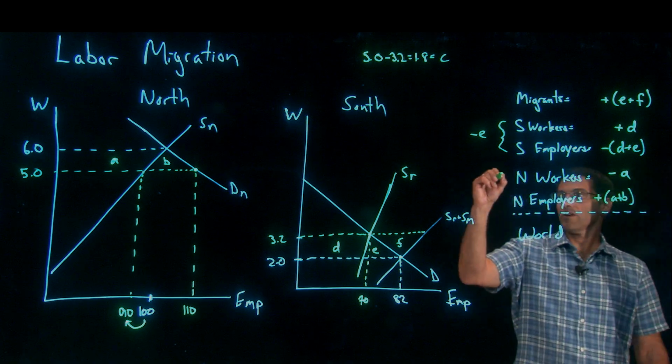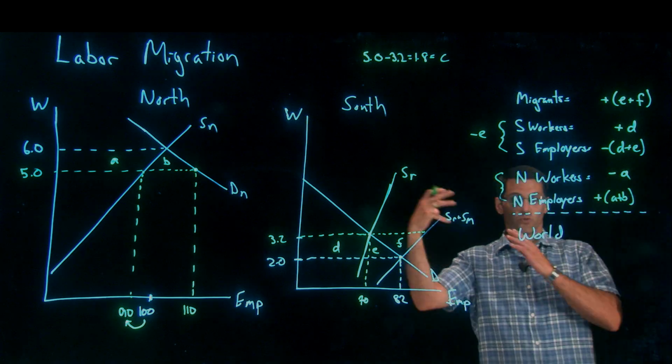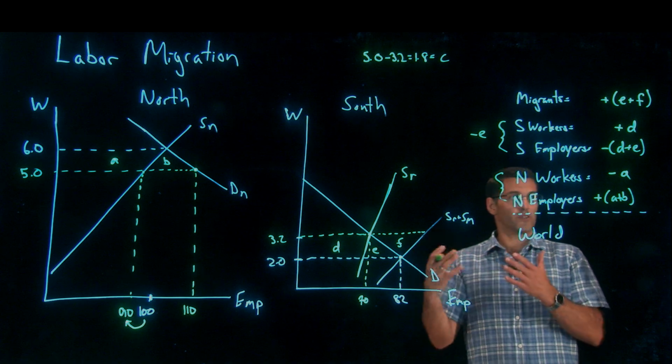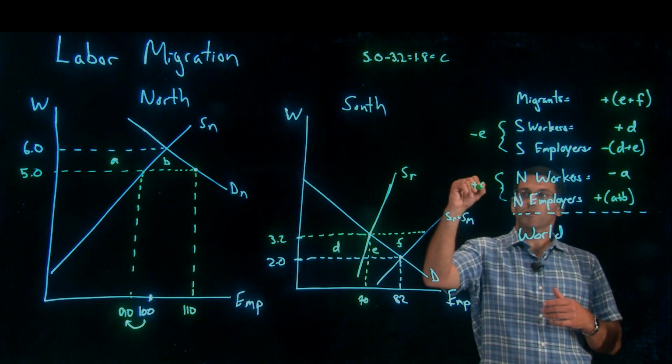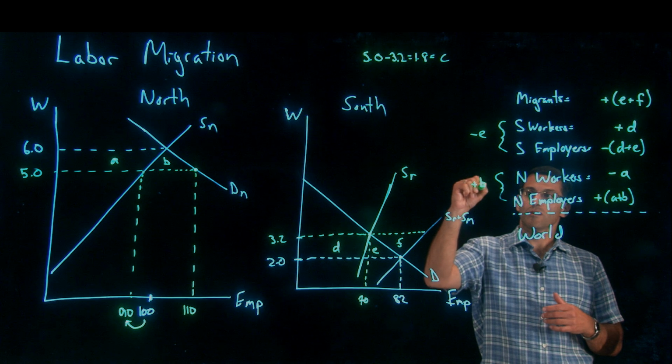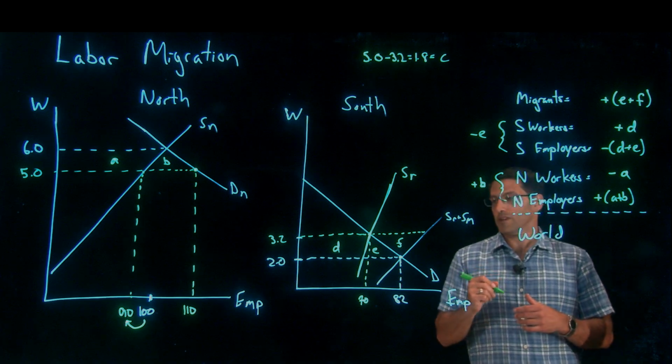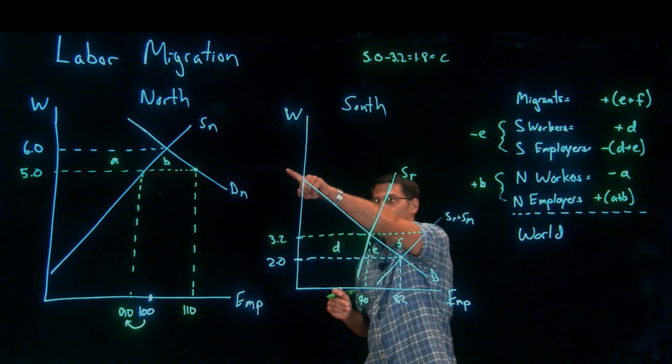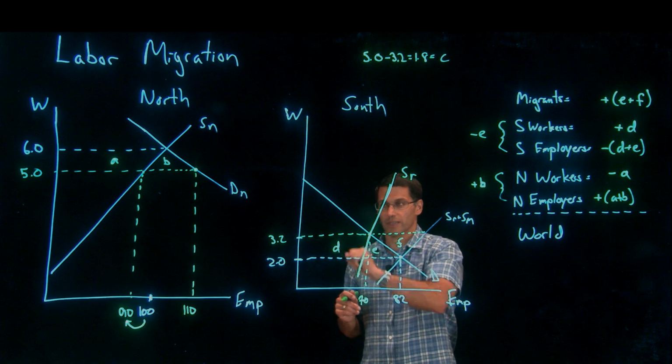So for the North, for the workers and the firms who are always in the North, they have a net gain of B. And so you can see the gain there is B. And it's that triangle.